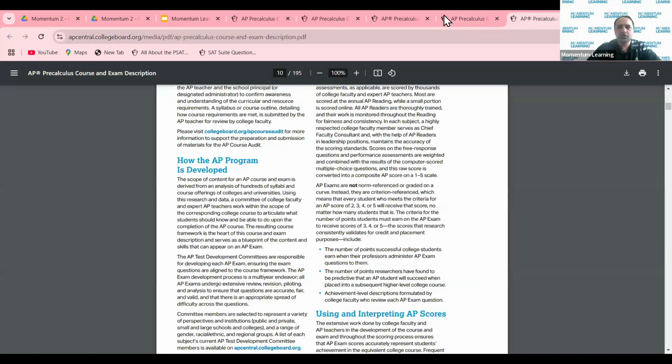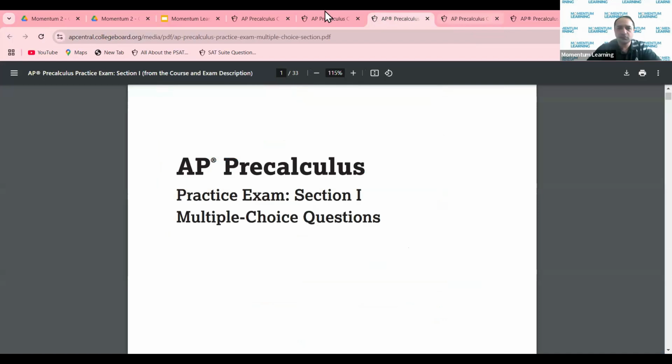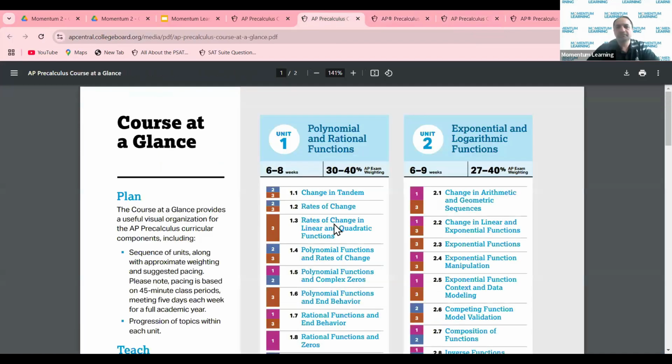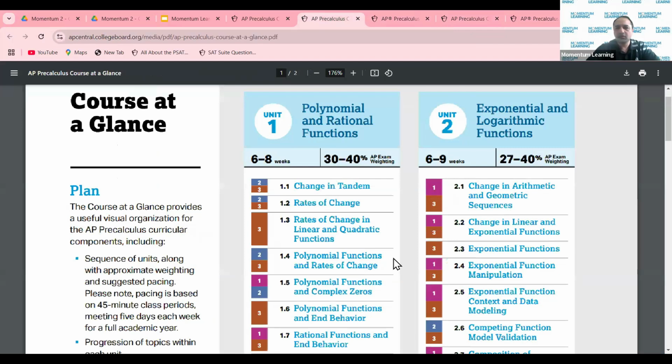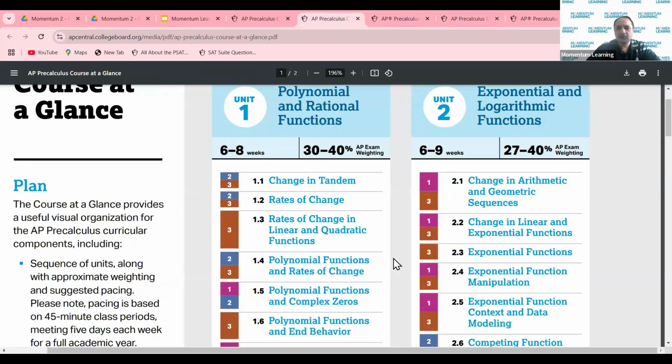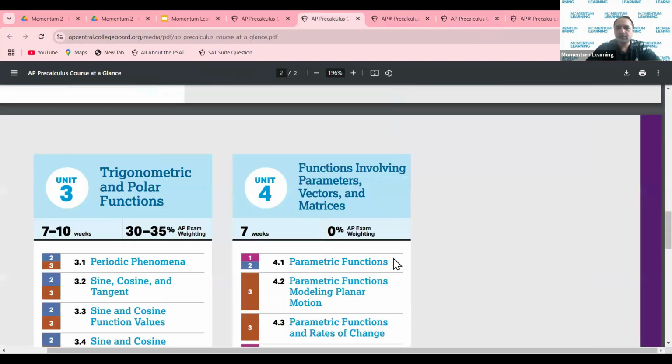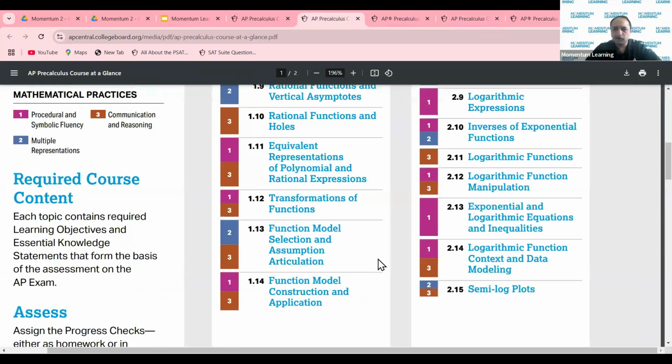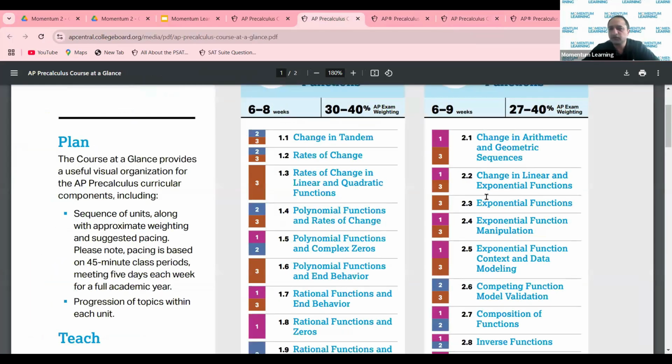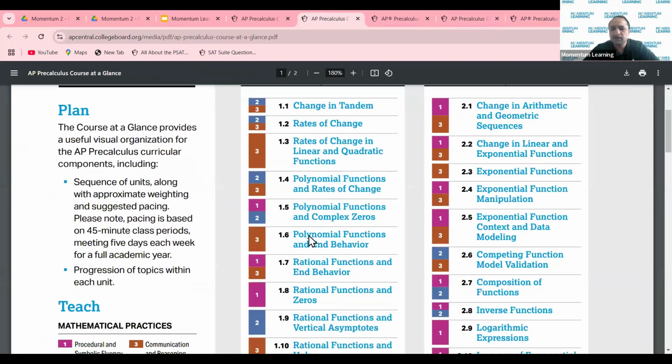It is a kind of document we're going to go over at a glance. Here it is, with Unit 1, 2, 3, and 4. I want to talk about Unit 1. Unit 1 is very similar to traditional pre-cal. We're going to work on rates of change, polynomials, and it's a little bit related to Algebra 2 as well.